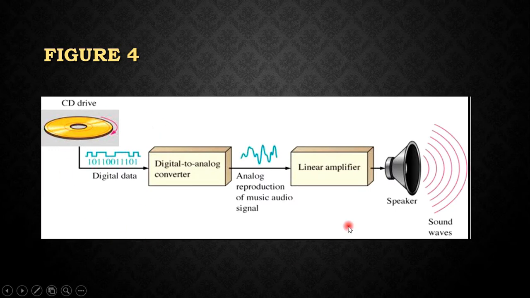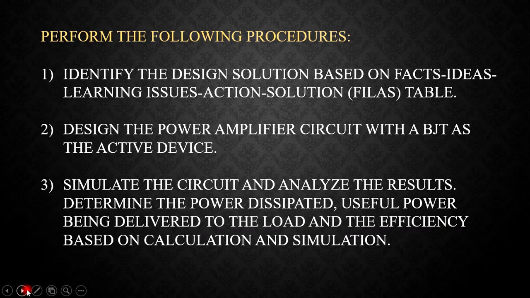For Figure 4, this one. Okay, the first thing we need to do is identify the design solution based on fact, idea, learning issue, action, and solution using the PILAS table. The second is to design the power amplifier circuit with a BJT as the active device. And the third one, we need to simulate the circuit and analyze the result, determine the power dissipated, useful power being delivered to the load, and the efficiency based on the calculation and simulation.